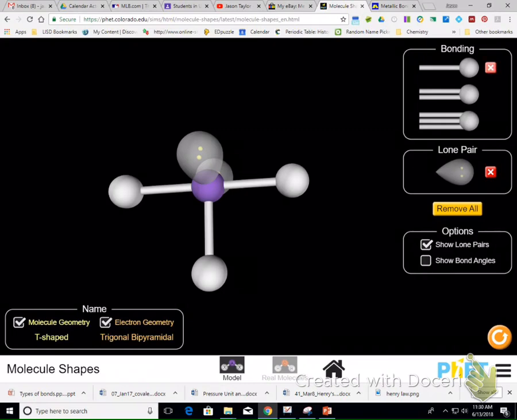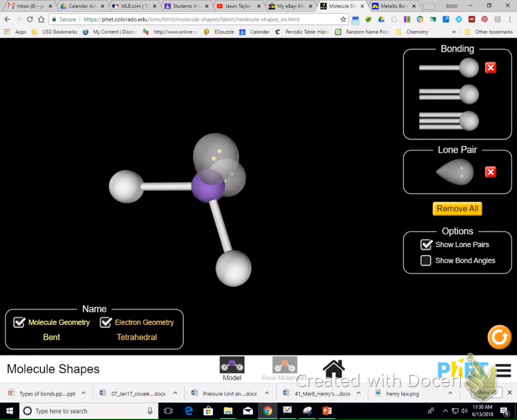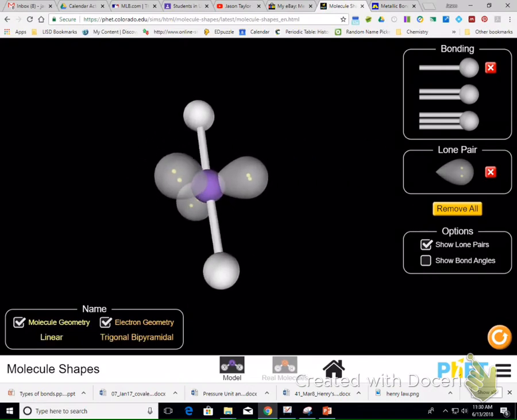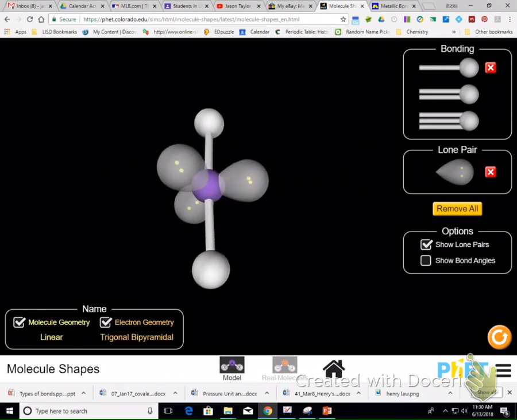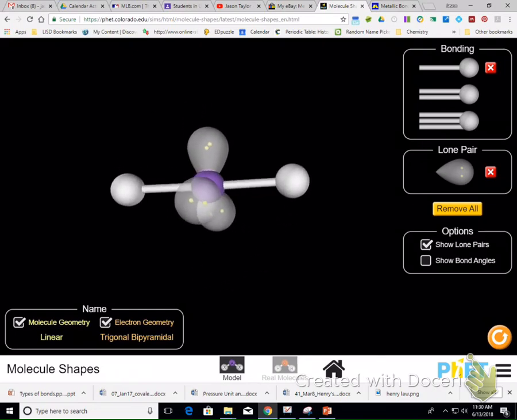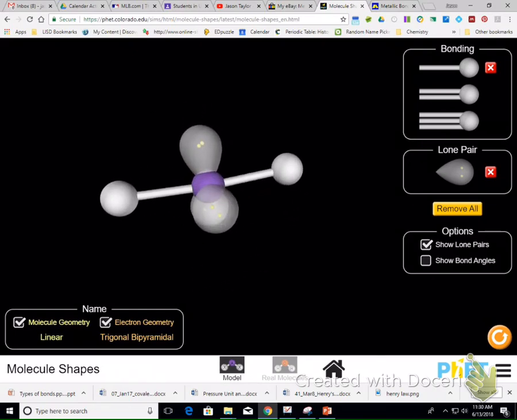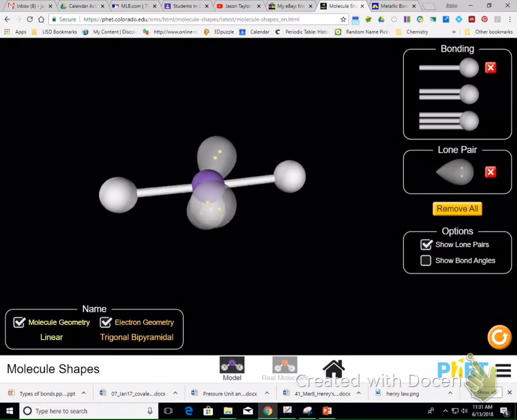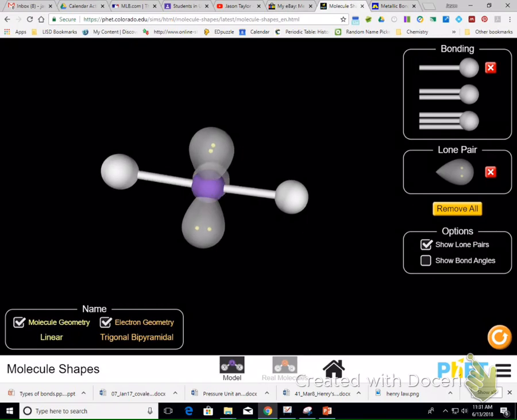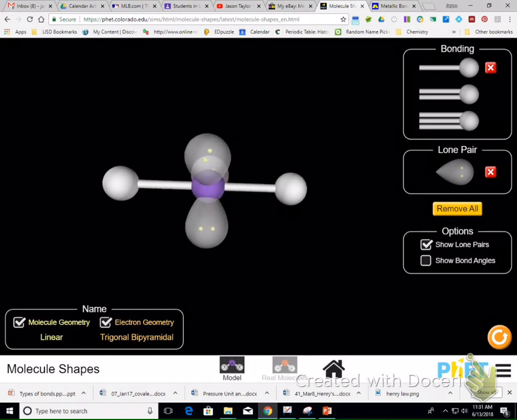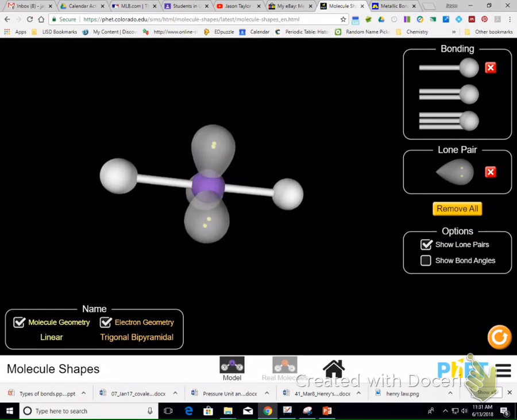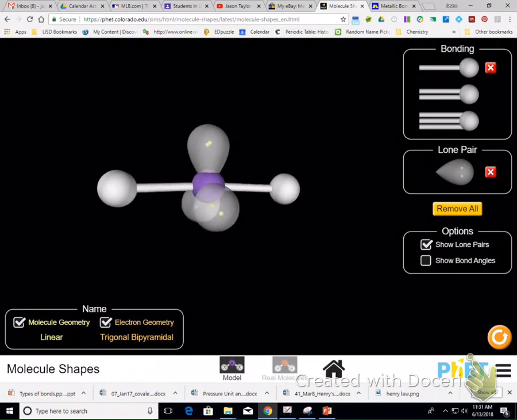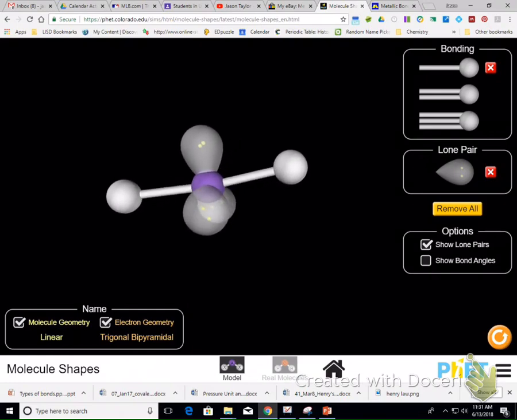So let's actually remove a third shared pair and replace it with a lone pair, and you can see we get yet another subset of trigonal bipyramidal. We call this linear. The equatorial position has now been totally used for holding lone pairs. This geometry is actually fairly common in organic chemistry. Trigonal bipyramidal, but it's linear. And believe it or not, it's symmetrical.